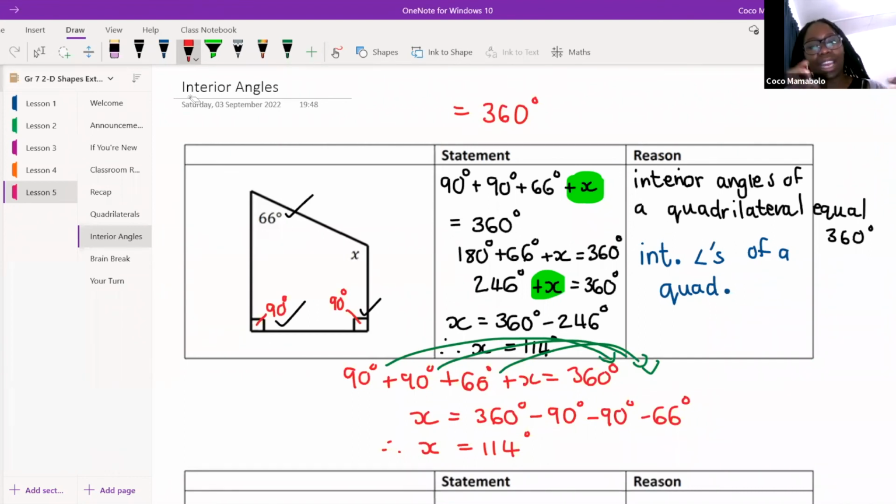You guys can do it however you feel comfortable. If you want to add 90 plus 90 plus 66, put it all together and then minus, you can do that. Or you can do it the way I like to do it, minus everything all at the same time. Whichever way. Ola, if you feel like you'll get confused if you do both, then choose the one that's easiest for your brain to remember. Don't try the hard way and then try the other way. Choose the way that's easiest for you to remember.